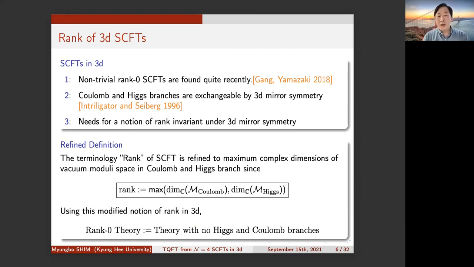The refined definition of rank is the maximum value among the complex dimensions of the Coulomb branch or Higgs branch. By this modified definition, rank-0 means the theory with no Higgs and Coulomb branch. So a rank-0 theory can only have a mixed branch or no vacuum moduli space.